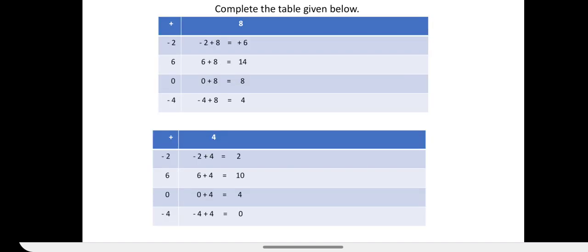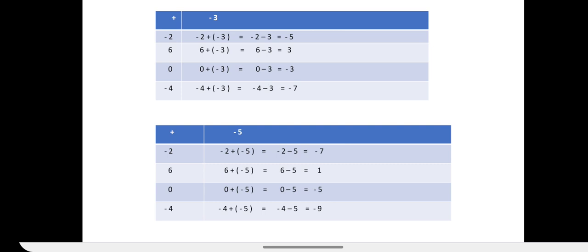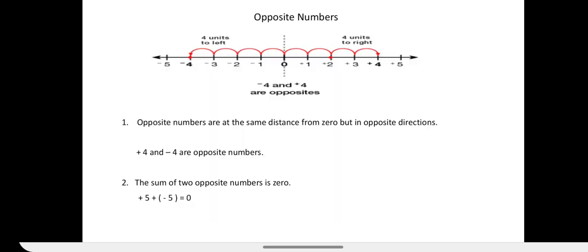Now complete this table. Now how are you going to do this? 8 is the common number for all. 8 you have to add with the numbers given. So -2 plus 8 is equal to 6. Now 6 plus 8 is equal to 14. 0 plus 8 is equal to 8. And -4 plus 8 is equal to 4. In the similar way, you're going to do this for 4, then 3, and then the next is addition of 5.